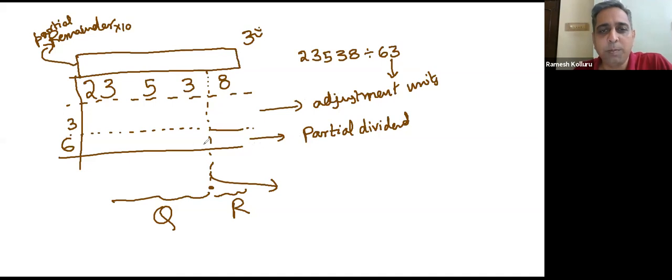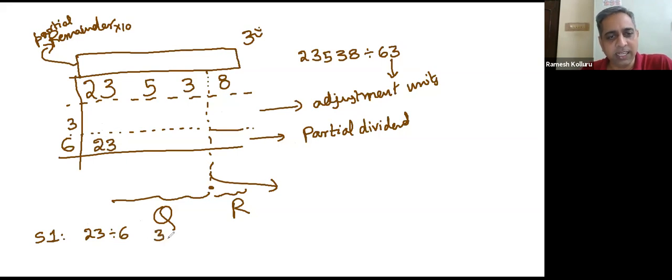I hope everyone is clear till this point, right? Again and again we are going to do this, so remember it. In step 1, we divide 23 by 6. Here we take 23 and divide by 6. 6 threes are 18 and 5 remains. So 3 is my quotient, 5 is my remainder passed as 50. And this 3 and this 3 will be multiplied and passed here as 9.